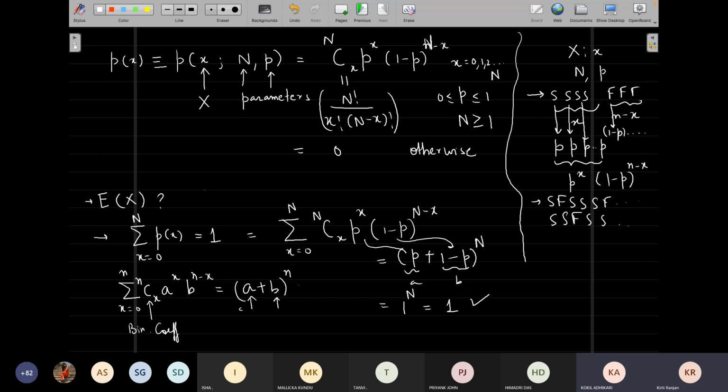Okay. So now find out the expectation value. What are the questions which are asked? Once the PMF is given, find out the expectation value, find out the variance, and maybe the skewness and the cutoffs, and so on and so forth. So we will try to find out the expectation value of the random variable, which is the same as the mean. The mean of a binomial distribution.